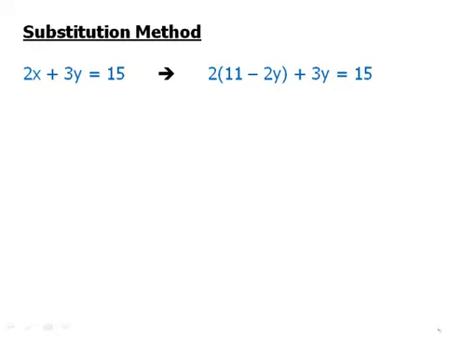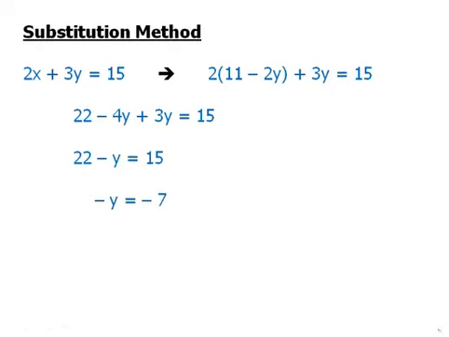So now we just use our ordinary solving. We'll distribute. We'll combine the like terms. We'll subtract the 22 from both sides. We get negative y equals negative 7. Multiplied by negative 1, we get y equals 7. So now we have solved for one of the two values. We solved for y. We still have to solve for x.